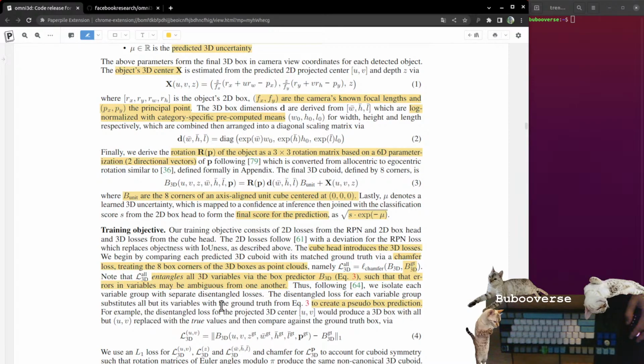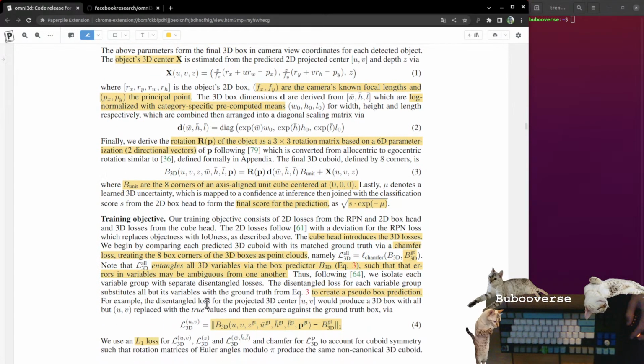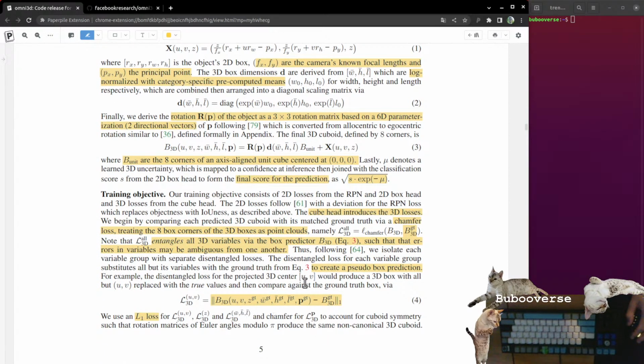So what they do is they create I guess 8 separate losses, and then each loss will substitute all but its variables with the ground truth. So basically you put in the ground truth and then only replace them one at a time. And that's how you get the ultimate loss here. Interesting how this is 1, right? So it's not squared. L1 loss, linear. Variable group. Okay, so it's the individual. There are different variable groups here. There's U, V, Z, W, H, L, and then chamfer for the points.